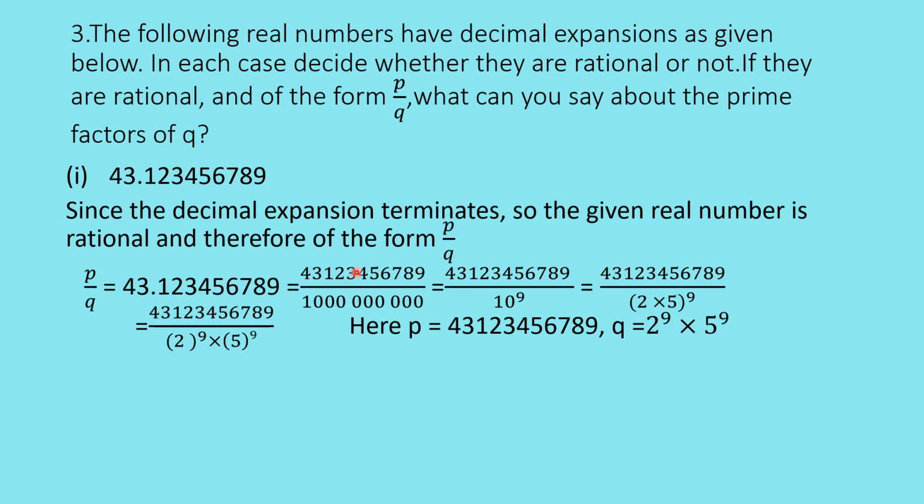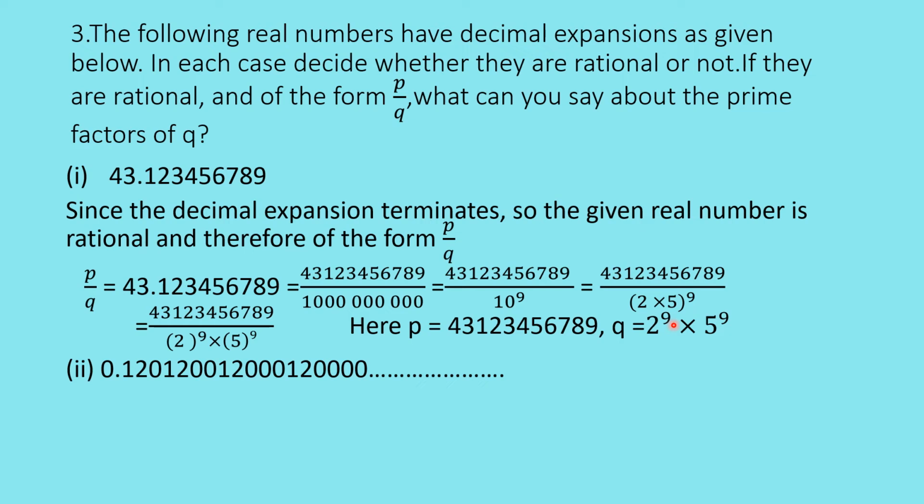So you have to multiply and divide by 10 raised to 9. Now the number 10 can be written as 2 multiplied by 5 whole raised to 9. So the fraction is 43.12345678 upon 2 raised to 9 multiplied by 5 raised to 9. Here the numerator p equals 43.12345678 and q equals 2 raised to 9 multiplied by 5 raised to 9.